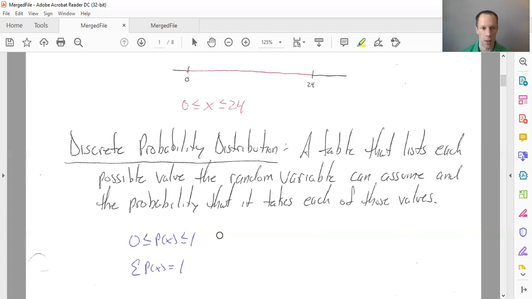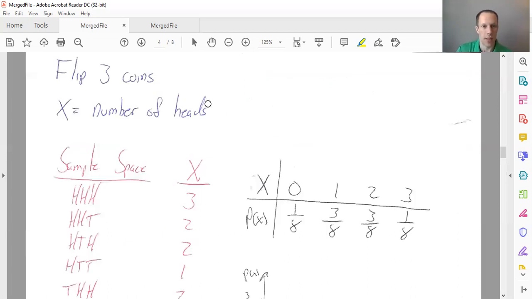Now, 2 rules that discrete probability distributions always follow are these. First of all, the probability of getting any particular value for the random variable has to be a number between 0 and 1 because it's a probability. Also, if you add up the probability of getting all the different values of x, that total must always be 1.